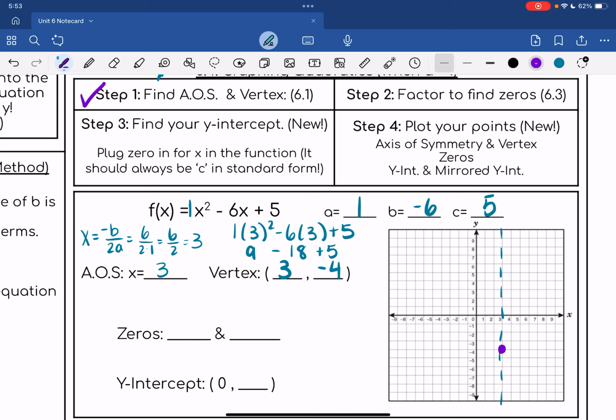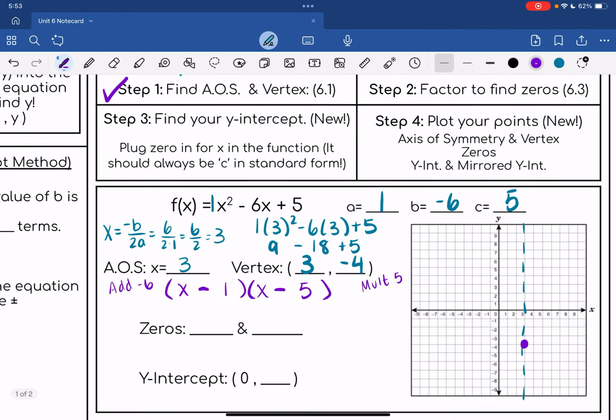6.3, we factored. So in this problem, we are looking for two numbers that multiply together to be 5 and add together to be negative 6. So if I want to go ahead and write that down, multiply to 5, add to negative 6. So numbers that multiply to 5 are just 1 and 5. So I know those are going to be my two numbers. How I make them multiply to be a positive still and add to be a negative is I make them both negative. So x minus 1 and x minus 5.